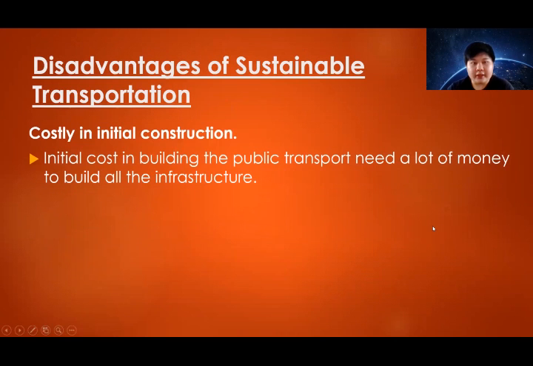And other than that, next is the disadvantage of sustainable transportation. In this disadvantage, it only has one point, which is the costly initial construction. As we know, when building public transport like a monorail or a bus, we need a lot of initial cost. We buy the bus or buy the monorail.